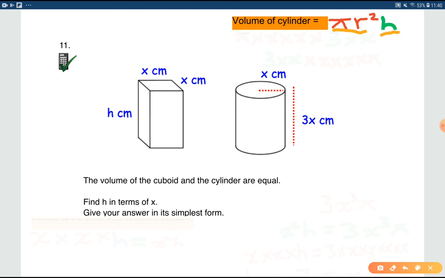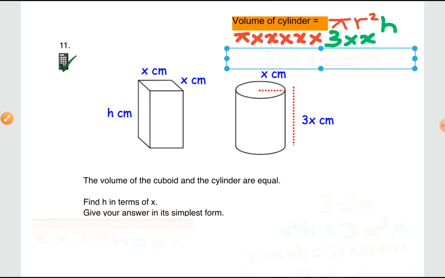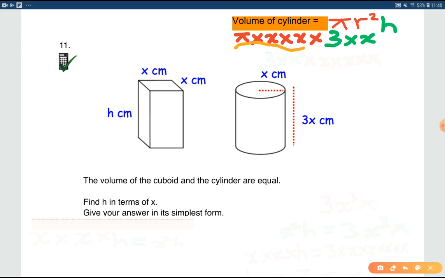So in this case today, the radius is x, so we're going to do x squared, and the height is 3x. So instead of h, we're going to have 3x in our formula. So I've written it there again. As you can see, I've deliberately written it the long way around. In red you can see the area of the circle, and in green you can see the height.